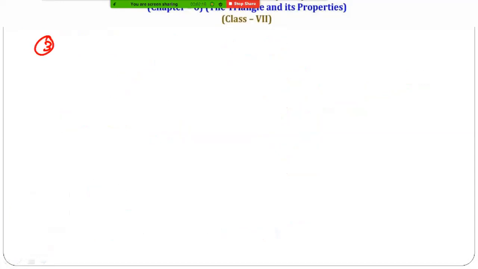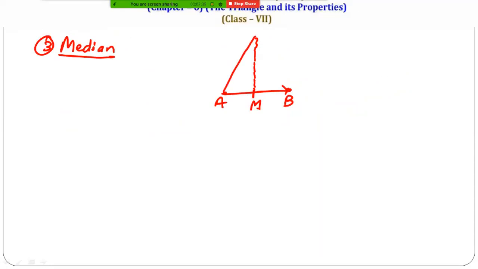So our third term is median. Now we know what is midpoint. Suppose this is line segment AB, this is your midpoint. The line starting from the midpoint and joining to the other side of the triangle. Suppose this is the line starting from this midpoint M and joining to the other side D. So this line segment is called as median and this M is called as midpoint.